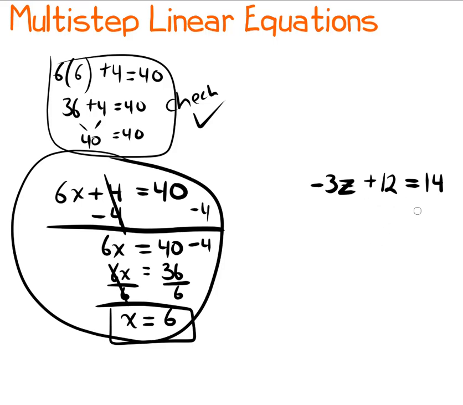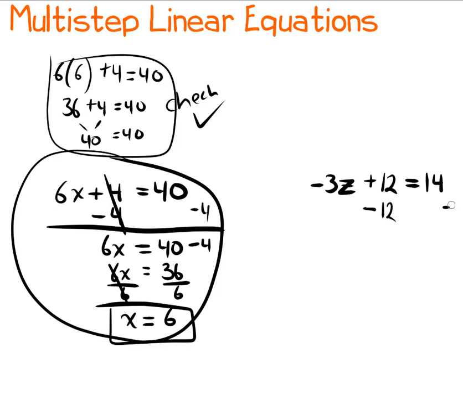I get negative 3z plus 12 is equal to 14. So in this case here, the operation that's present that's keeping me from getting to my variable term is addition of 12, right? So I need to do the inverse of the addition. I need to do the inverse of adding. So in that case, I'm going to subtract. And what am I going to subtract? Well, I don't want to leave this behind, so I need to do the exact opposite of that, which is I'm going to subtract 12, right? So it can cancel out.